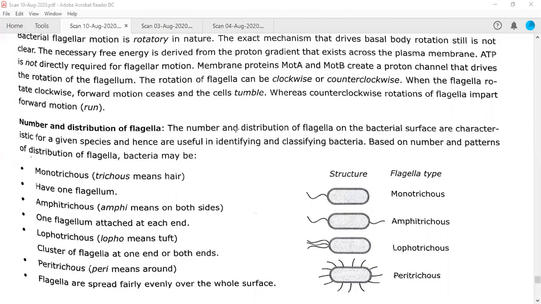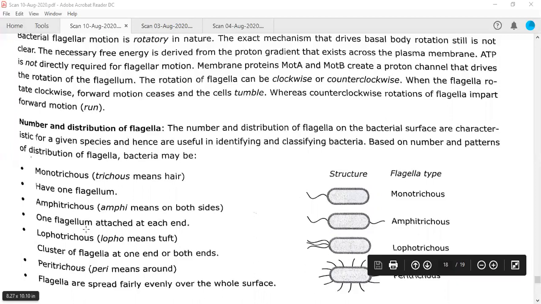This is monotrichous. If the bacterial cell is having flagella over both the ends, this is amphitrichous. If they are having a bunch of flagella on one pole of the bacterial cell, this is lophotrichous. And if the flagella are present all over the bacterial cell, this is peritrichous. So you can get all the things from here. Cluster of flagella, lopho. Peritrichous, peri means all around the bacterial cell, the flagella are present. So they are given here.